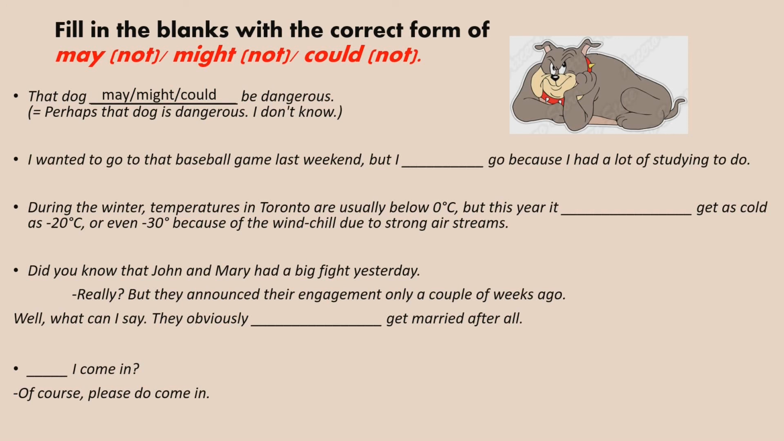I wanted to go to the baseball game last weekend, but I could not go because I had a lot of studying to do. During the winter, temperatures in Toronto are usually below 0 degrees Celsius, but this year it may, might, or could get as cold as -20 or even -30 because of the wind chill due to strong air streams. This sentence is similar to the first one. Based on the degree of certainty, you can use all three.